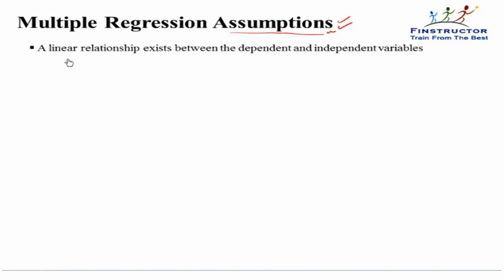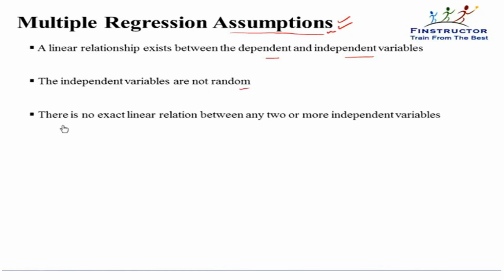First, we assume that a linear relationship exists between the dependent and the independent variables. If there isn't, then you can't do linear regression. The independent variables are not random. So their value is not estimated from any regression type analysis. So their value is known or collected. There is no exact linear relationship between two or more independent variables. If I have x1, x2, x3, then none of these variables can have a very high correlation amongst each other. What is the problem that this creates? We'll study soon.